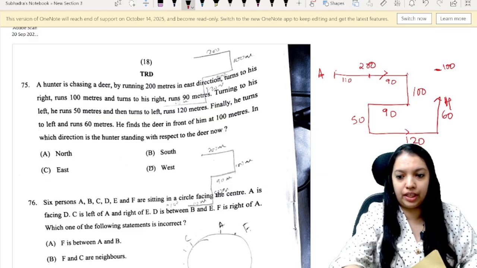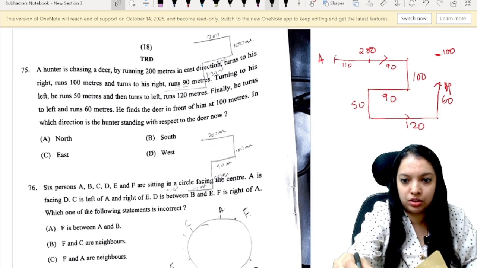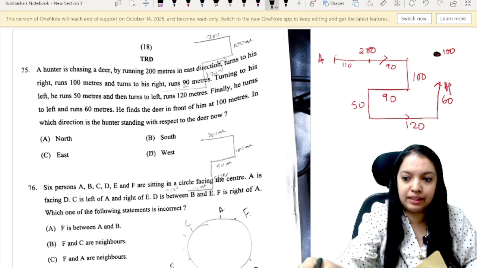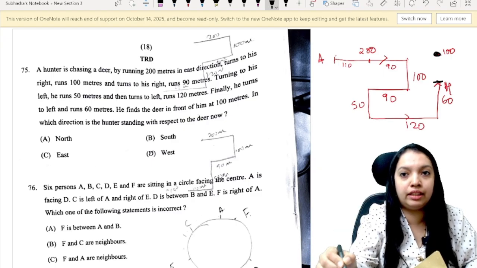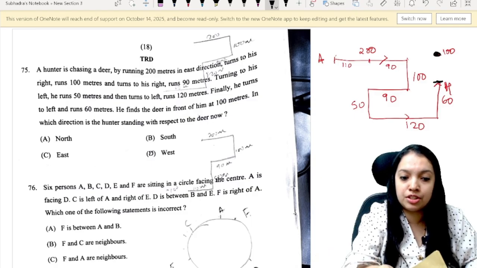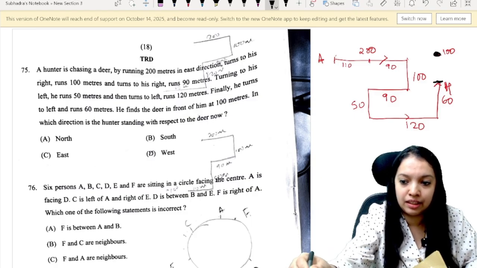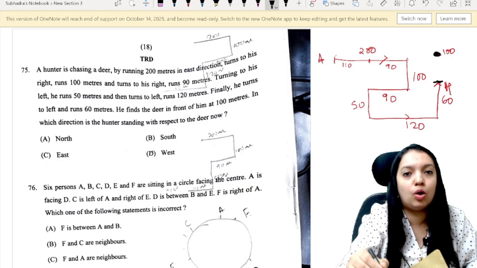Next answer, according to me, has to be south, because the deer is standing at this position, 100 meters in front, and the hunter ended at this position. So in which direction is the hunter standing? Hunter is in south position, option B.